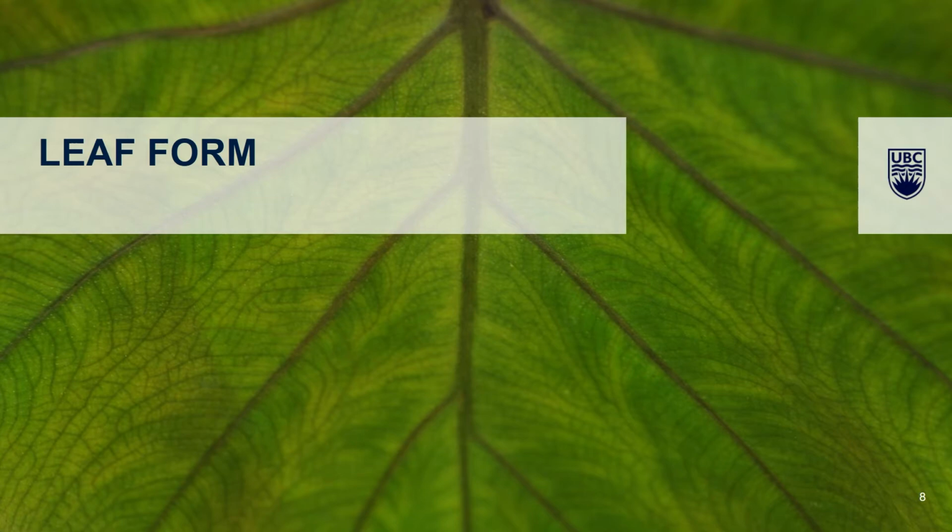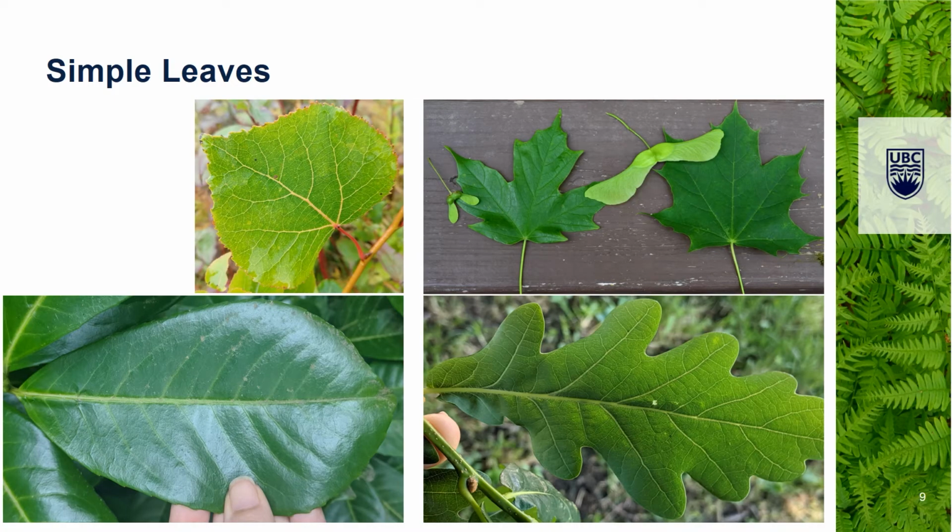Now we'll go on to leaf form, starting with simple leaves. On a simple leaf, the margin or the end of the leaf is continuous throughout the entire leaf. There are no breaks in this leaf. The margin of the leaf may be lobed or serrated, but it is never disrupted.